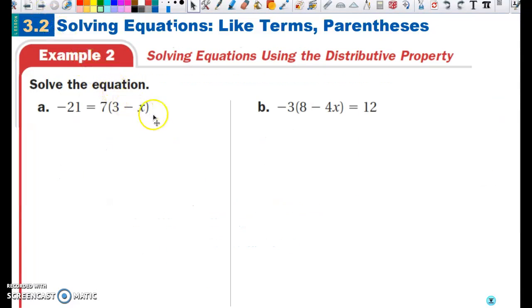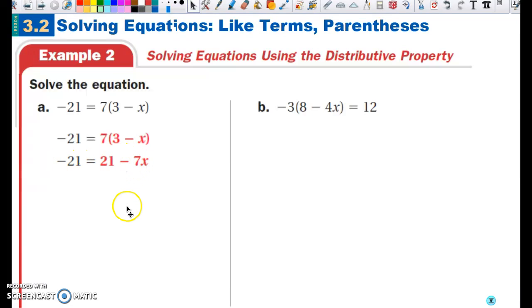Example 2, you have to solve the equations using the distributive property. So if you look at letter A, you obviously have negative 21 equals 7 times 3 minus x. You have to use the distributive property on the right side of the equation at the expression 7 times 3 minus x. 7 times 3 is 21. 7 times negative 1 is negative 7. Don't forget that that's still negative.